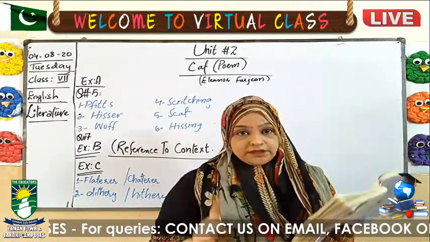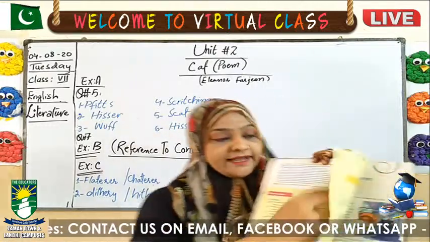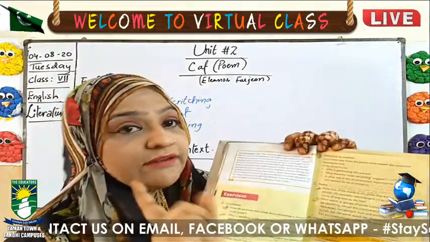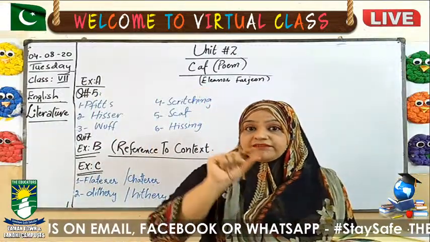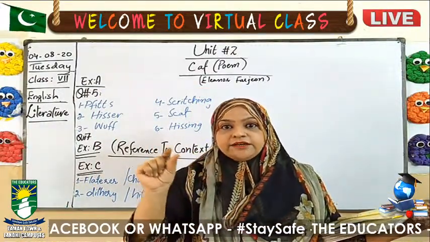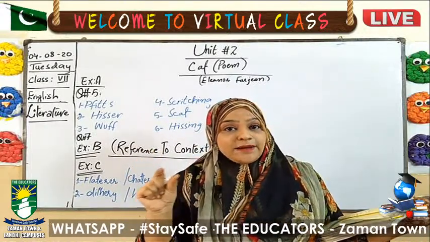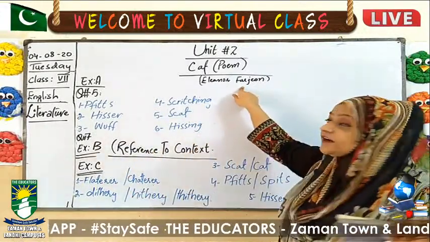Then you will copy the question. You will write the lines which are given in the exercise. Then what you have to do? You have to give a reference. For example, these lines are taken from poem Cat, which is written by Eleanor Farjeon.